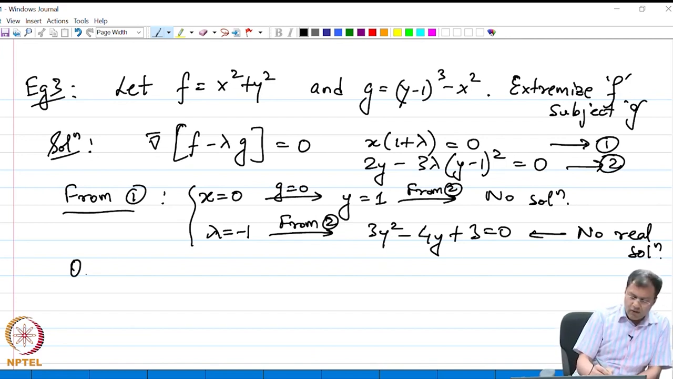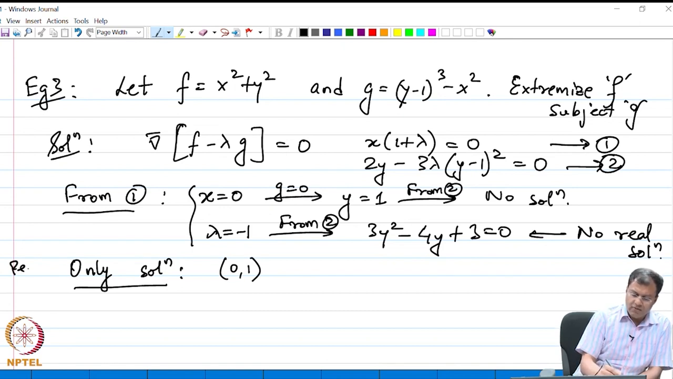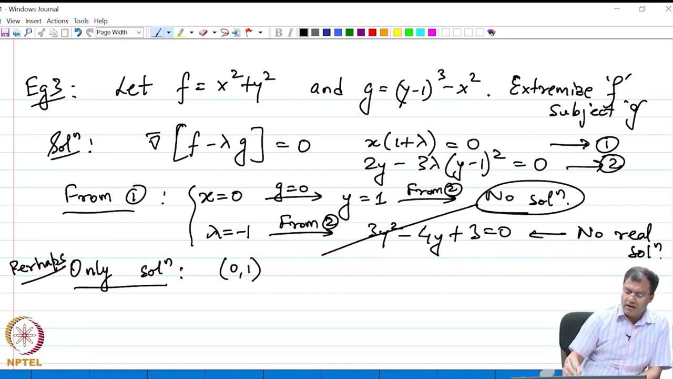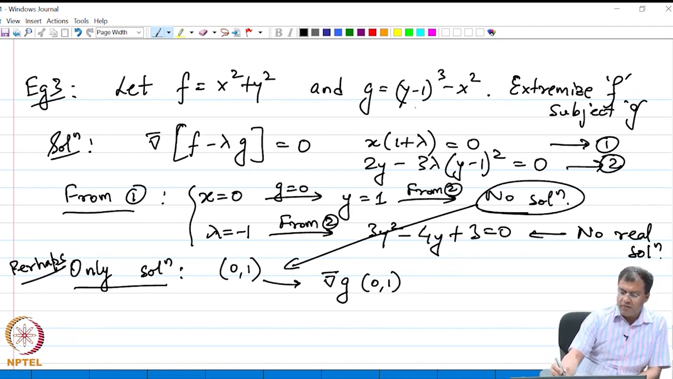Notice that the only solution that we found, although it did not satisfy the constraint, was 0, 1, perhaps. I should definitely write the word perhaps, because we have shown that there is some problem here, right. So, perhaps the only promise that we were getting was at point 0, 1, right. So, notice that at this point, if we were to evaluate the grad of g, when we plug y equal to 1 and x equal to 0, we take the gradient, and we still get at this point that this is equal to 0.